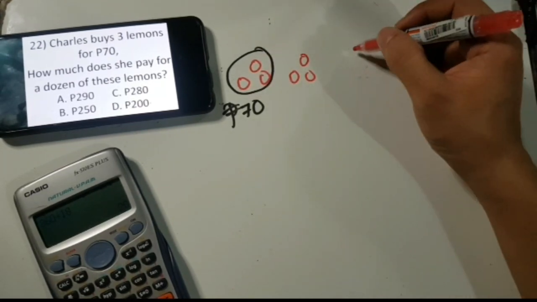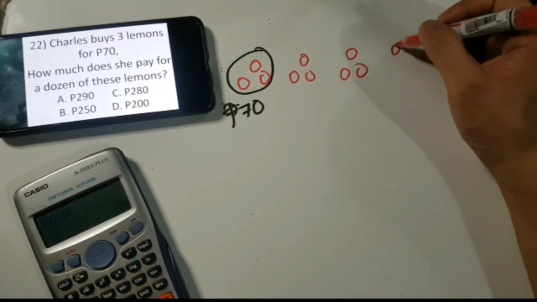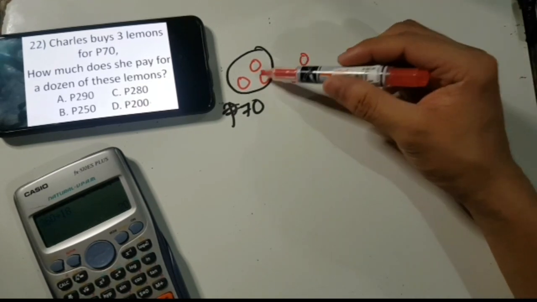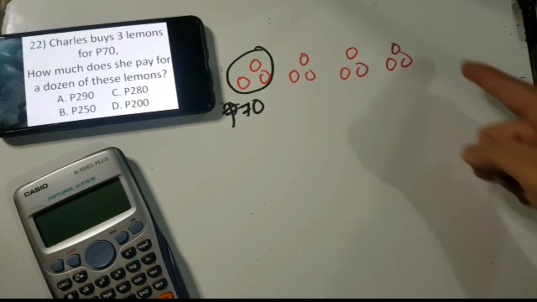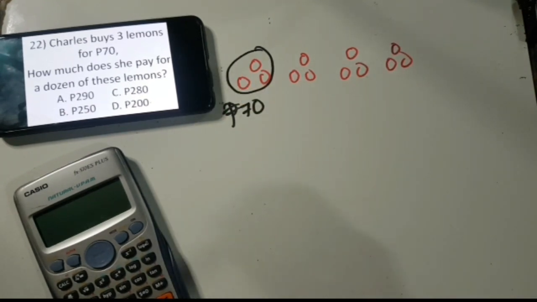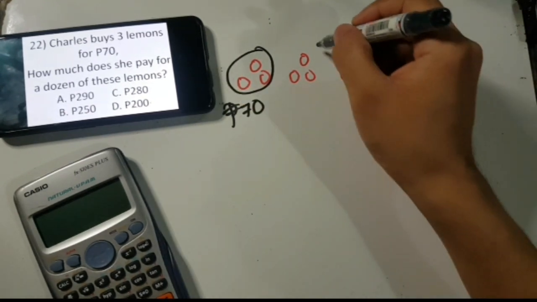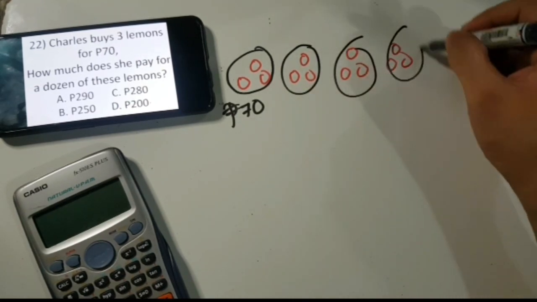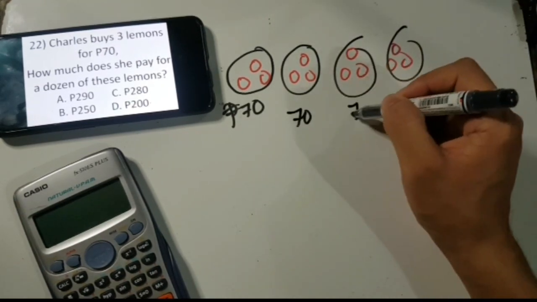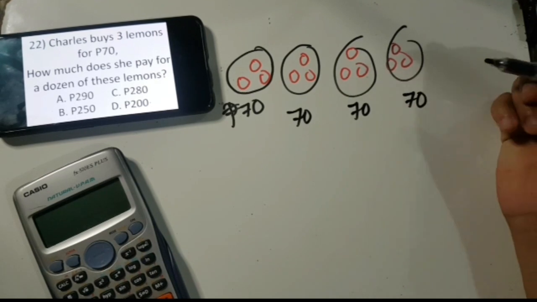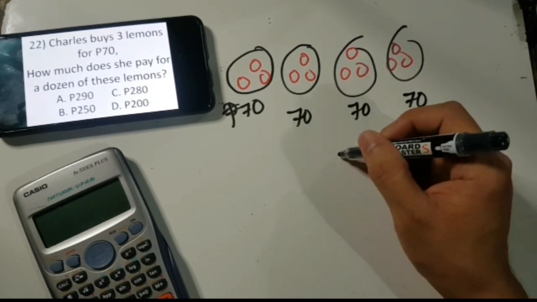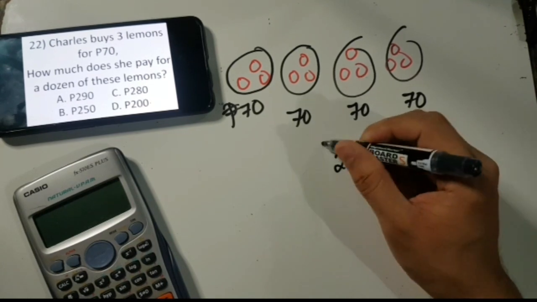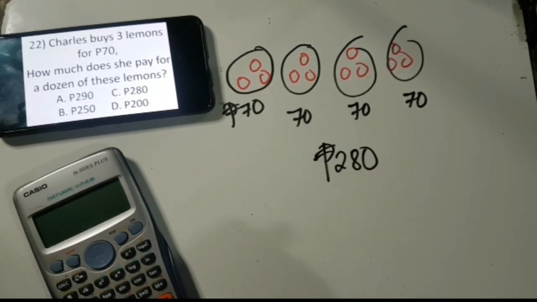So, meron tayong 6 na lemons. 1, 2, 3. 1, 2, 3. So, 3, 6, 9, 12. So, meron na tayong 12 na lemons. So, this is 1 dozen. Pero, in every 3 lemons, that is 70 pesos. So, 70 pesos, 70 pesos, 70 pesos. So, 70 plus 70 plus 70 plus 70, that is 280 pesos. So, the answer here is letter C.